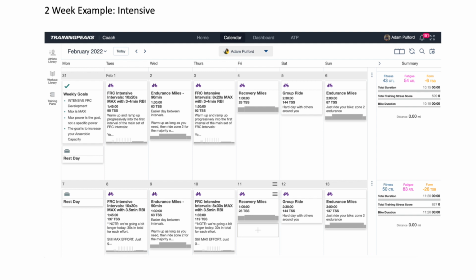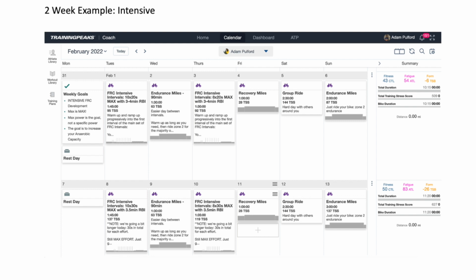So for this particular training block with intensive FRC development, I am choosing a polarized training modality, which means you go hard on the hard days, easier on the easy days, and your rhythm or your pattern is on, off in terms of intensity. And that off can simply be recovery miles or zone 2 endurance, but the hard days are really hard.